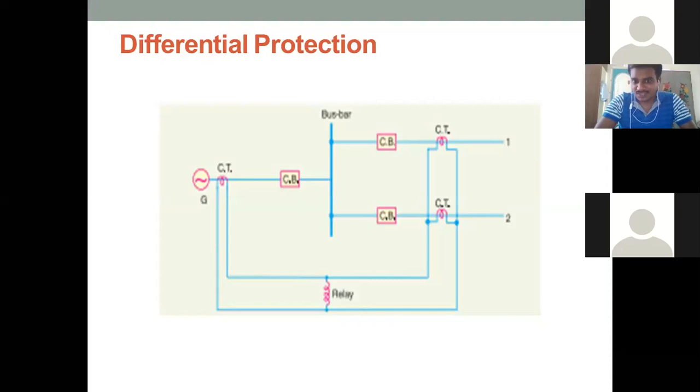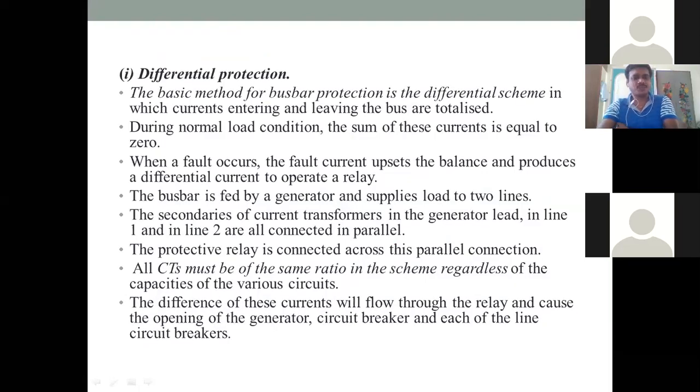Here a single phase circuit is given, where the generator single line diagram is given. Here it is the generator. From the generator, it is connected to the CT, and from the CT, it is connected to the circuit breaker. I have already explained the circuit. What happens here is, if any one of the feeders has a problem, or if there is an over voltage or any problem, the CTs will sense the fault current, and there will be some difference in the current flowing, which will be sensed by the relay, and this relay will operate the circuit breaker. So what is differential protection? The basic method for bus bar protection is the differential scheme in which currents entering and leaving the buses are totalized.